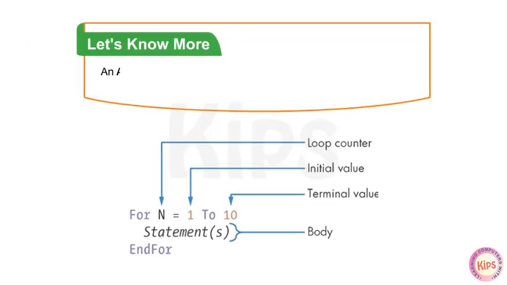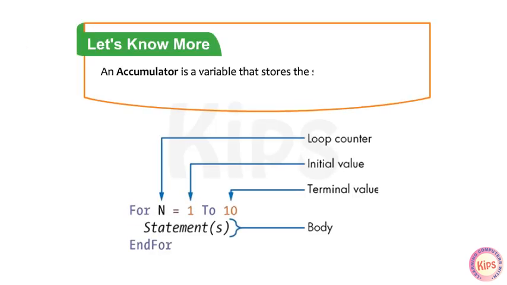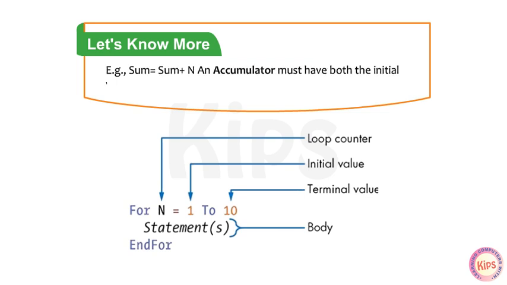Let us know more. An accumulator is a variable that stores the sum of the numbers entered during the execution of a loop. For example, sum = sum + n. An accumulator must have both the initial value and an incremental value. It keeps on adding total of numbers during successive passes through a loop.